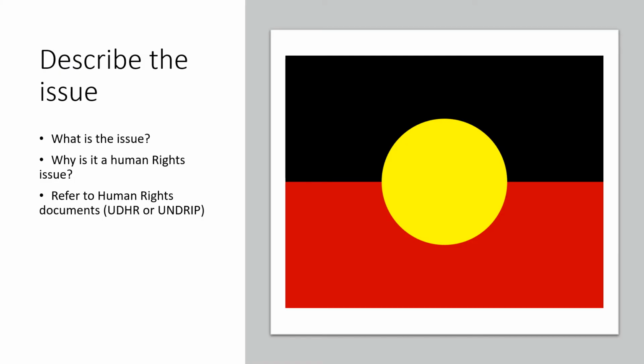So in the first paragraph, you describe the issue. It's like an introduction. You explain what is the issue that is concerning you. And then you have to link it to human rights. So you have to say, why is this a human rights issue? And to link it to human rights, you refer to a human rights document. So it could be the UDHR, it could be the UNDRIP as well, okay?